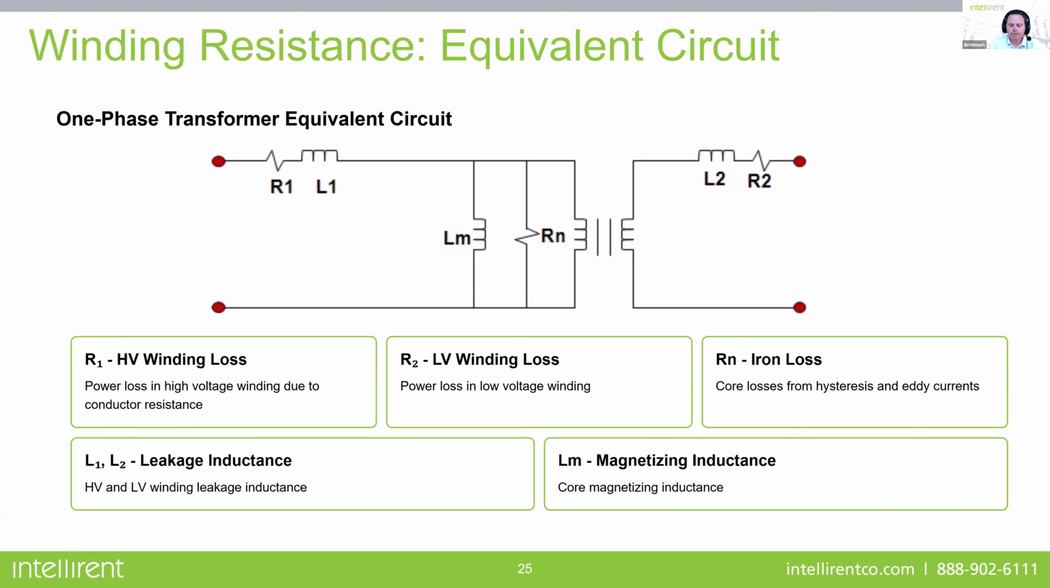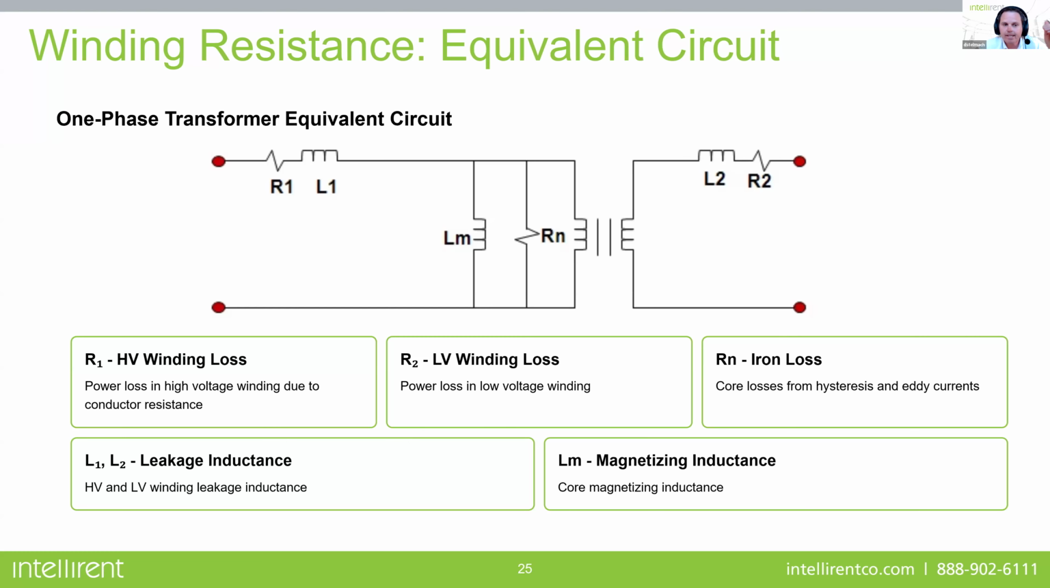Winding resistance. So moving on to winding resistance, this is what's called a DC test. And I have up here a transformer equivalent circuit. So this is one phase of the transformer equivalent circuit. On the left side, where R1 and L1, that would be the high voltage side. LM and RN is the core. And then the secondary side is the L2 R2 side of it. So that would be the low voltage side.